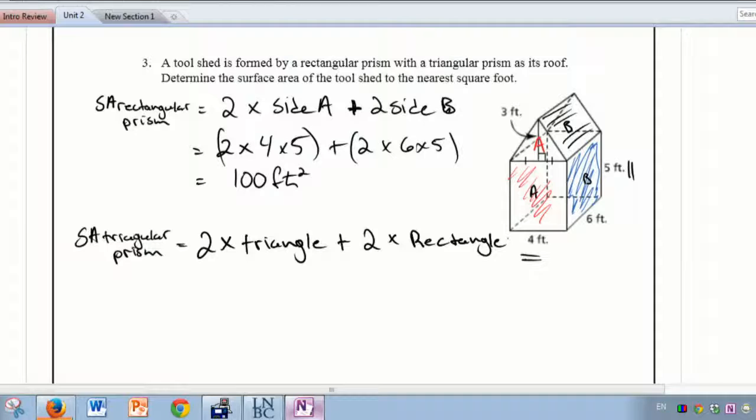Can anybody see one problem we're going to run into here with our rectangle? The triangle's good. We have the base. The base is 4, and the height is 3. So we have the base and the height of our triangle. Well, what's wrong with the rectangle? Yeah, Abby, you're a step ahead of me.